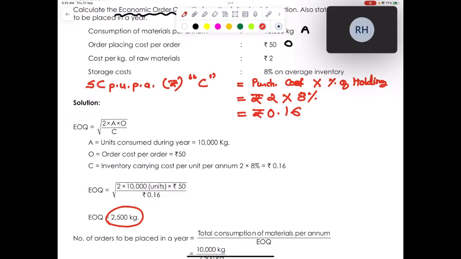Very good, my dear student. Four orders are to be placed, because I require 10,000 kg and in a single order I am purchasing 2500 kg. So, to purchase the complete annual requirement, I have to place four purchase orders. Okay, next point.